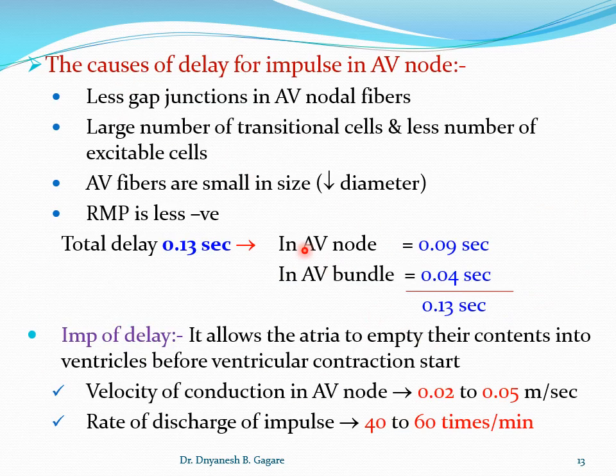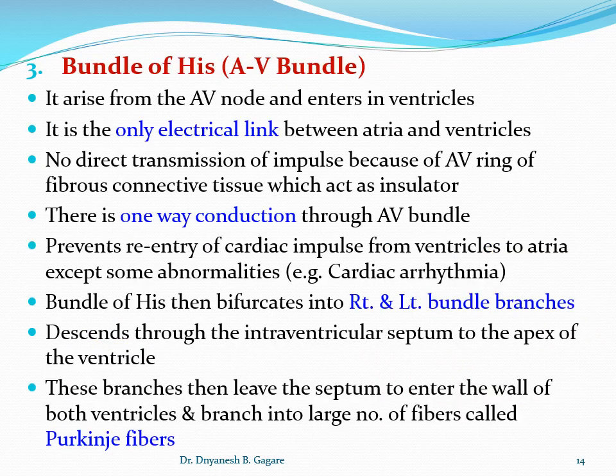Okay, also I told you that these are the causes for the delay. Okay, and the total delay for the impulse is 0.13 second, which is divided into the AV nodal delay and the delay in the bundle of His. Okay, that we studied. So our impulse reaches up to the AV node, and this impulse then enters into the bundle of His.